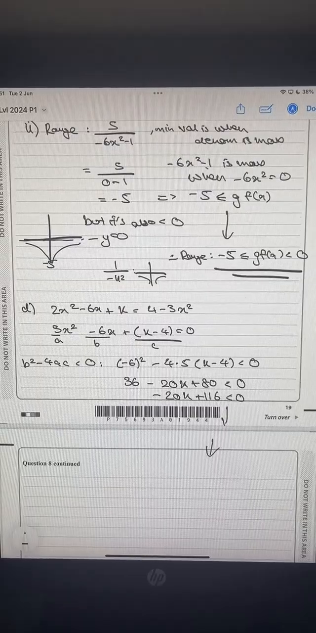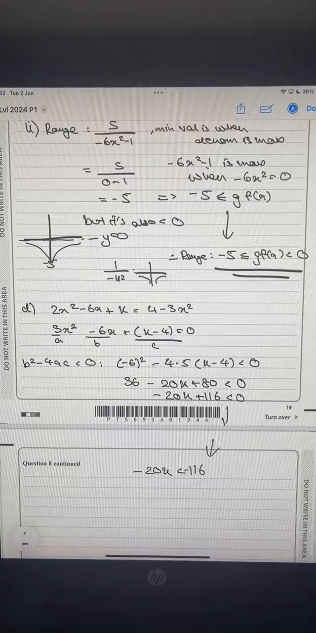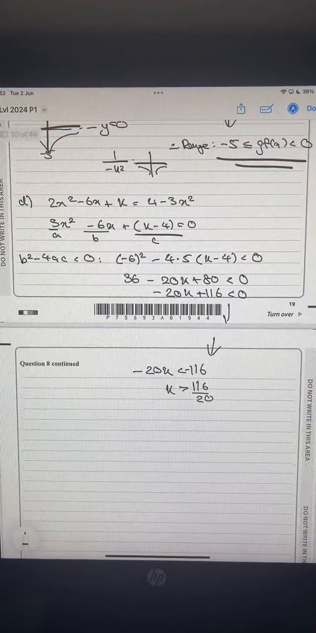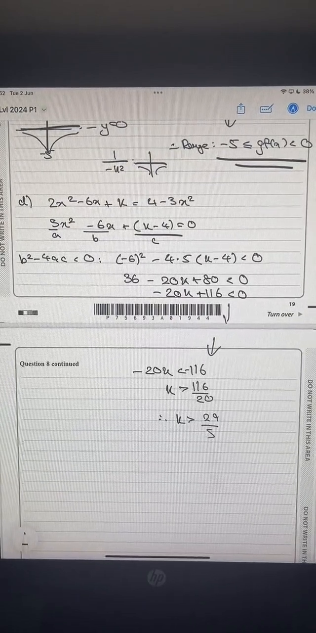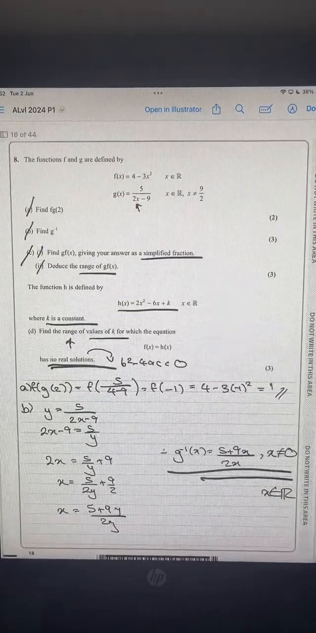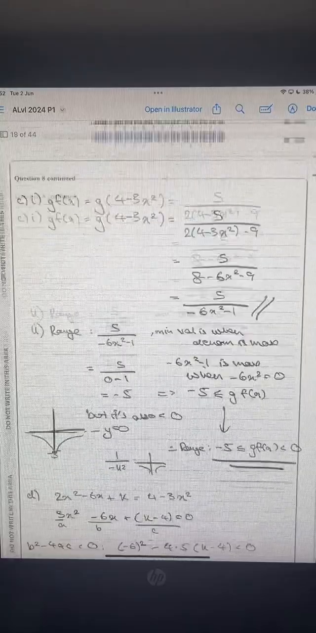And I'm just going to keep solving it. So minus 20k is less than minus 116. So k is going to be greater than 116 divided by 20. I flip the sign because I have a negative value and I'm dividing by a negative. So therefore, k is going to be greater than 29 over 5 as a simplified fraction, and that is my range of values for k. And that's all you have to do for 3 marks. So those were a nicer, more intuitive 3 marks than question C. But yeah, hopefully that makes sense.